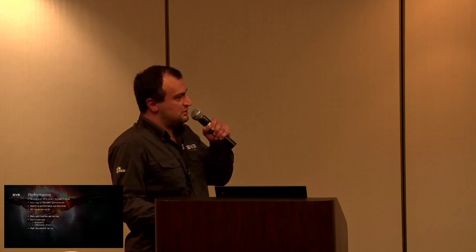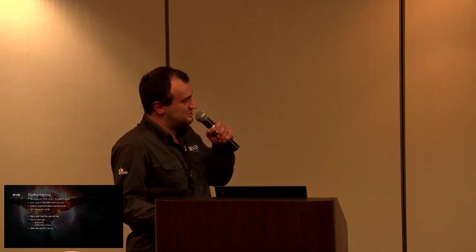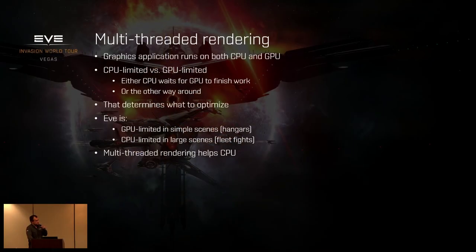On the CPU side, the exciting part for us is the multi-threaded rendering. When you look at any application that uses GPU, you can sort of think of it as running on two processors, CPU and GPU. And eventually, they need to sync up. So once per frame, one of them will have to wait for the other to complete all the work. And depending on which one waits, the application is either called CPU limited or GPU limited.